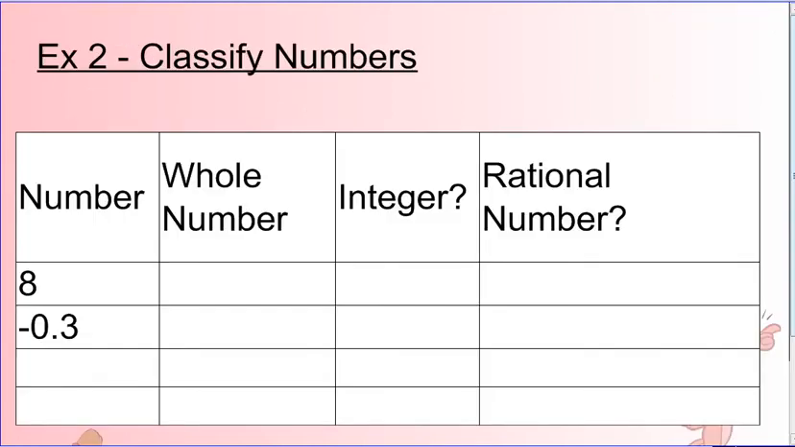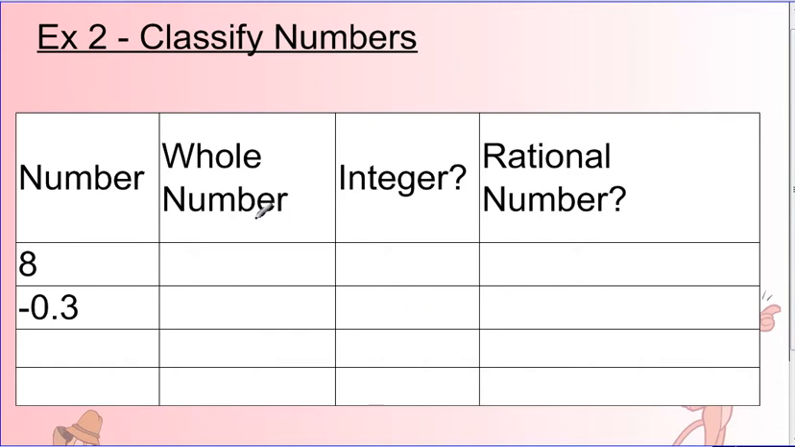Okay. So what we have here is a little table we want to fill out. For example, I'm giving you the number 8. And I want to know, is this number 8 a whole number, an integer, and or a rational number? So let's see. Whole number. Is 8 a whole number? Yes. That's like the number of people in a room. Is it an integer? Is it a positive or a negative whole number? Yes, it is.